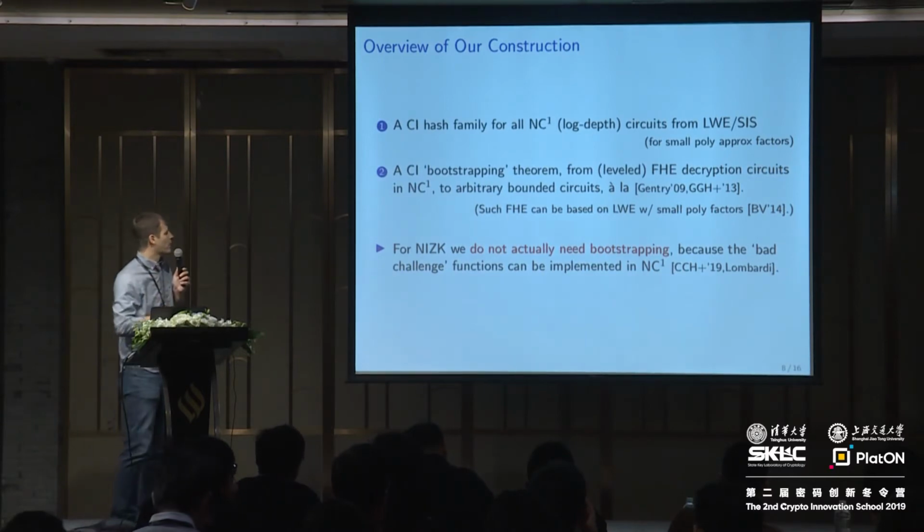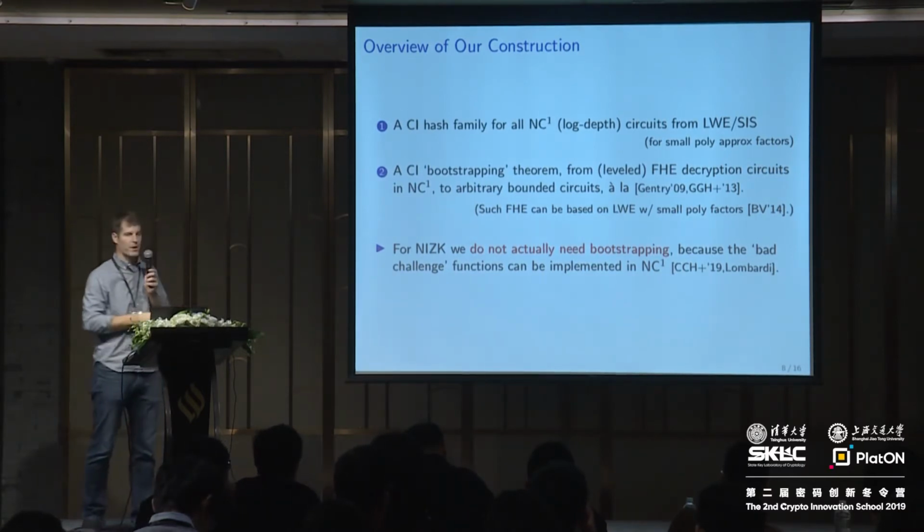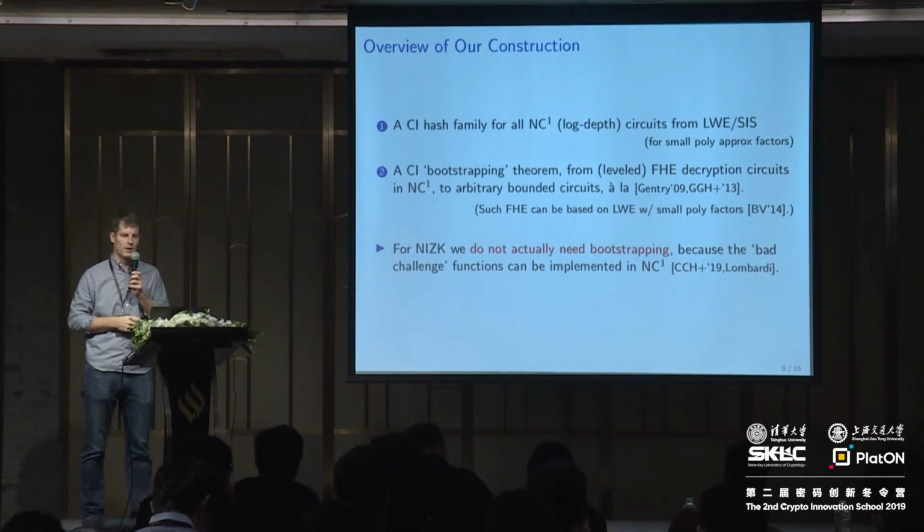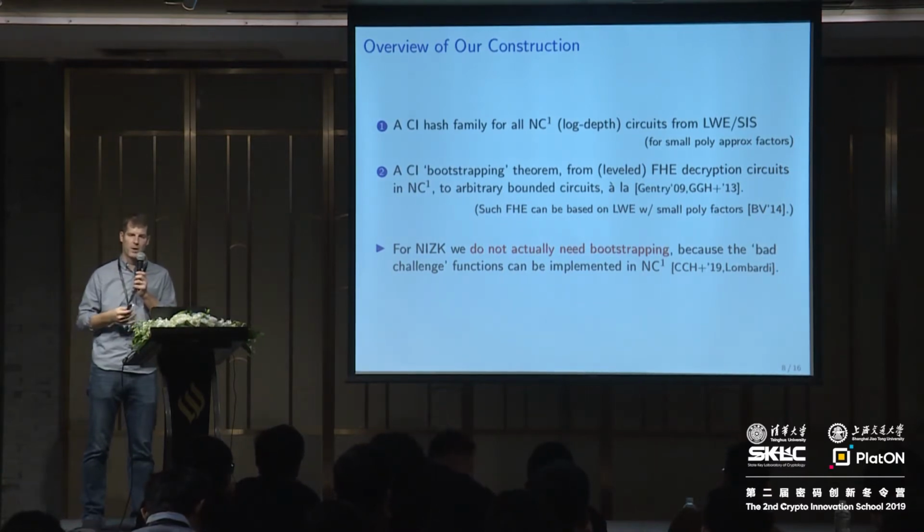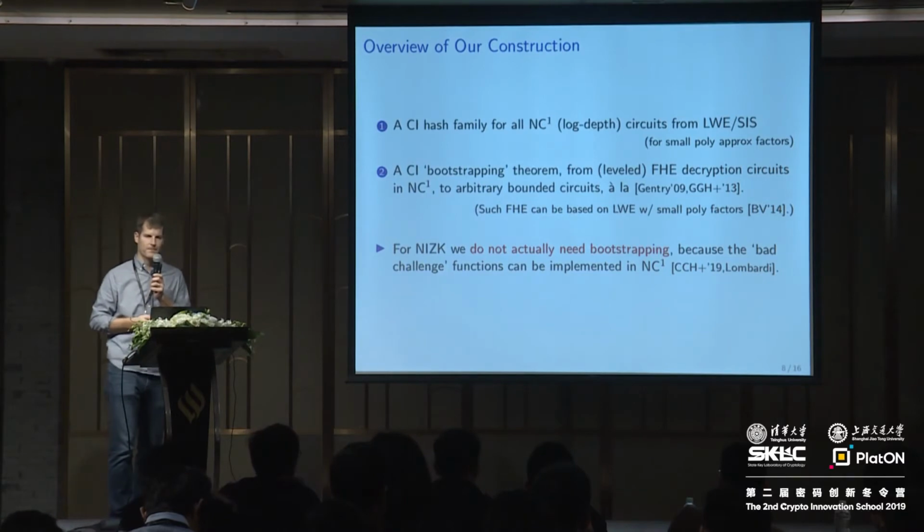So for the rest of the talk, I'll just focus on step 1 here, which is how you get correlation intractability for low depth or log depth circuits. Any questions about this so far?